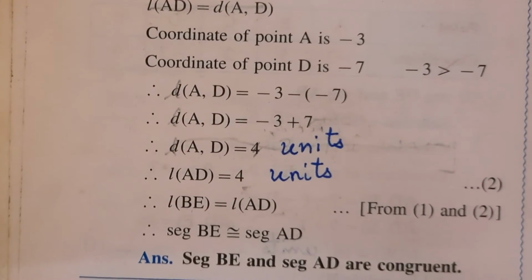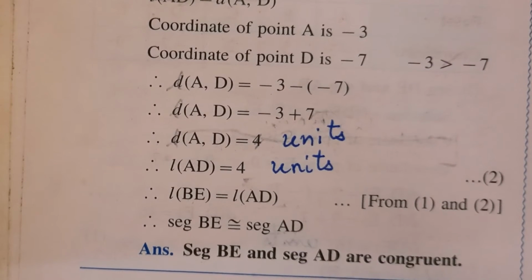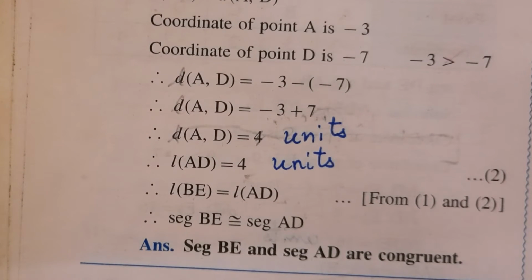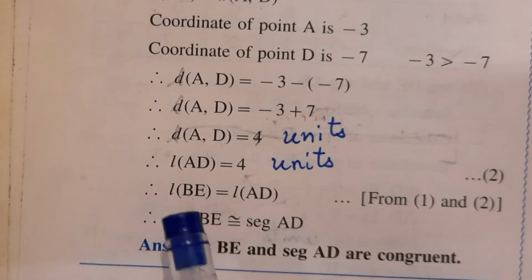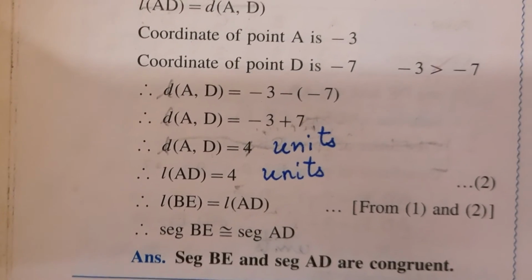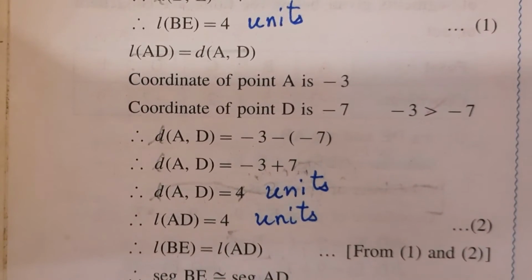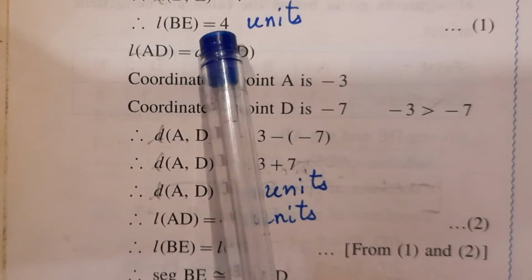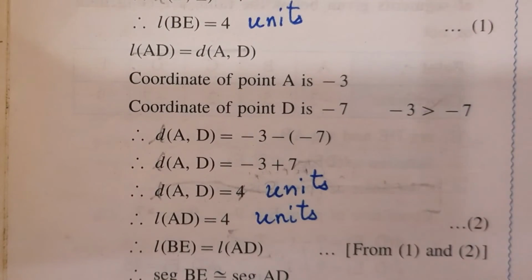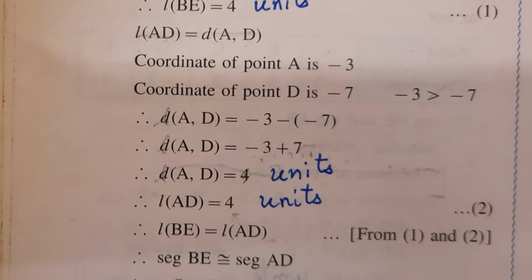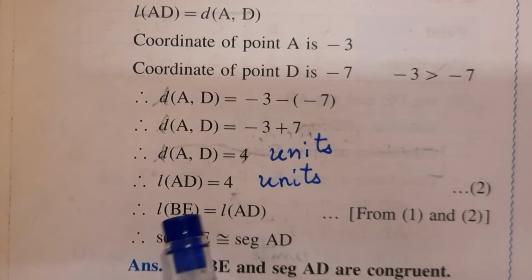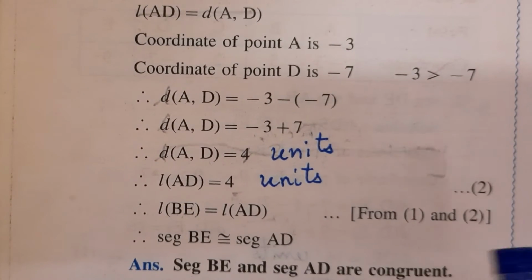So now we can see that from equation 1 and 2, length BE was also 4 units and length AD is also 4 units. If you see earlier, length BE we have written 4 units, that we call equation 1. Now length AD is also 4 units, we can call that equation 2.